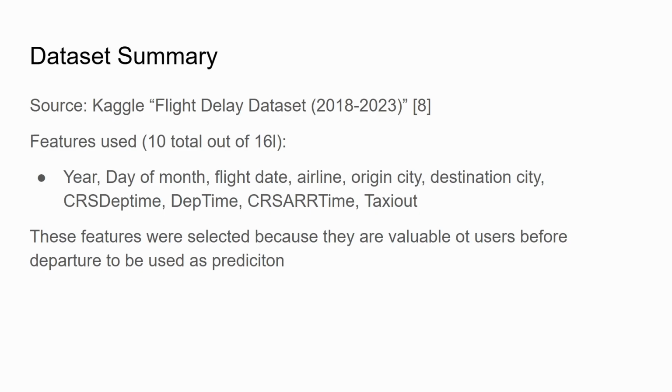So again, going back over our data set, we got our data set from Kaggle called Flight Delay Datasets from the year 2018 to 2023. There were a total of 16 features, but we only used 10 because these are the only information that was available to flyers before the flight, which was year, day of month, the flight date, airline, the origin city, where they're going, the CRS departure time, the arrival time, and the taxi out. And yeah, these features were more valuable to users because they had them before the departure.